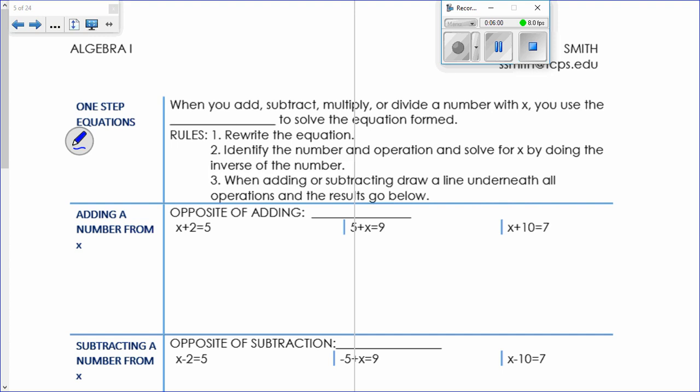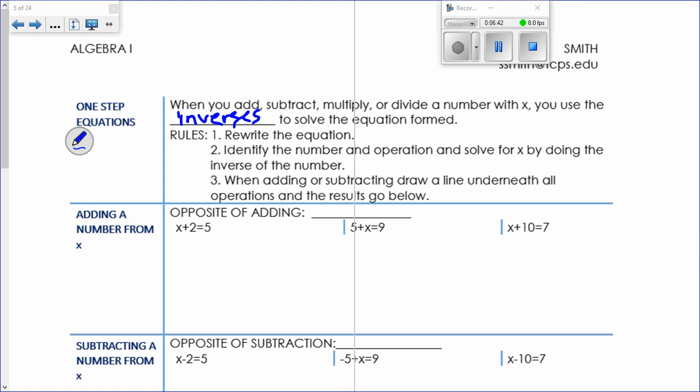Alright, so now we're going to get into one-step equations. So for one-step equations, when you add, subtract, multiply, or divide a number with x, you use the opposites or the inverses. You use the inverses to solve the equations for it. So we're gonna stick to a couple of rules here. First, we're going to rewrite the equations that are given. 2, we're going to identify the number and the operation and solve for x by doing the inverse of the number. 3, when adding or subtracting, draw a line underneath all operations, and the results go below.